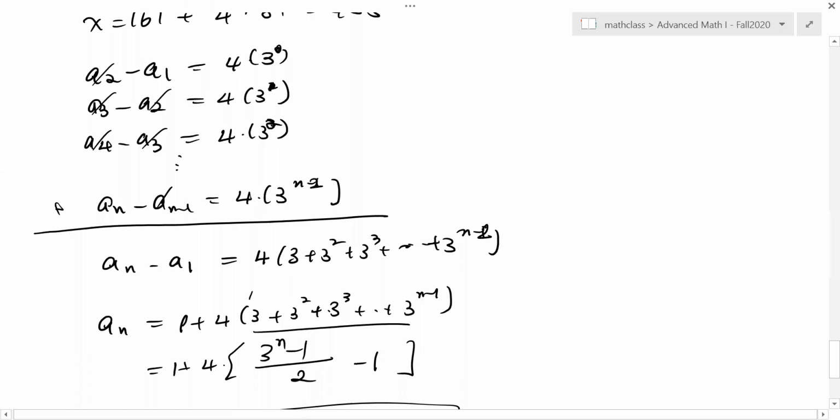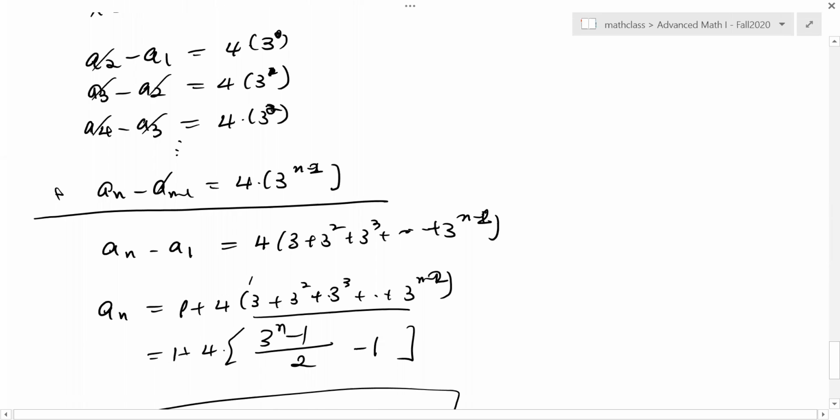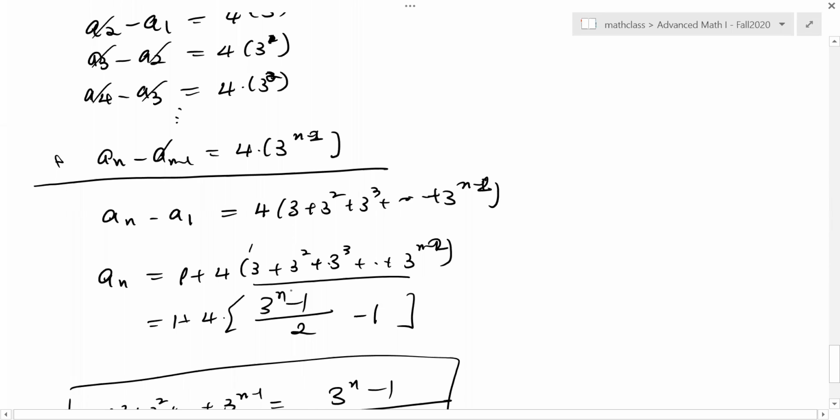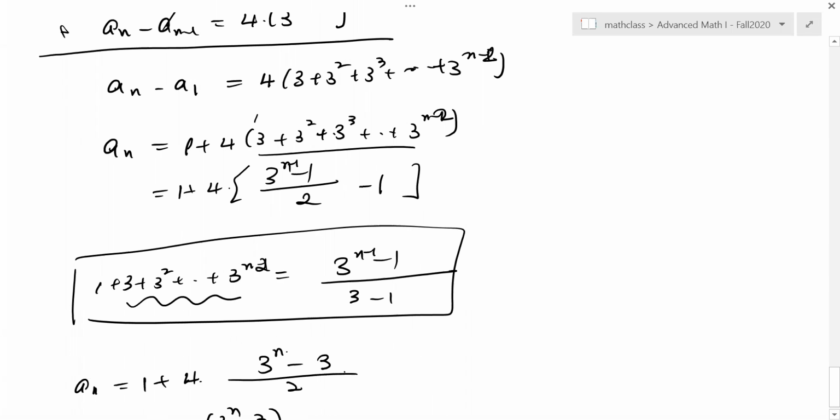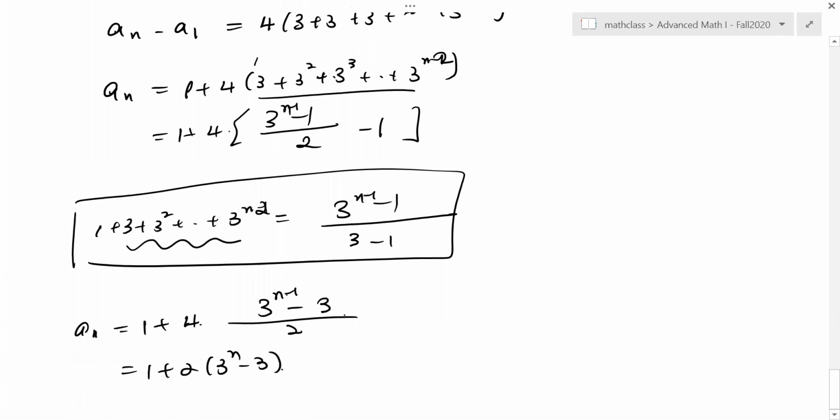So when I add them together, here's n minus 2, and then that will be n minus 1. This is the formula we have here. So it's n minus 1 and minus 3.